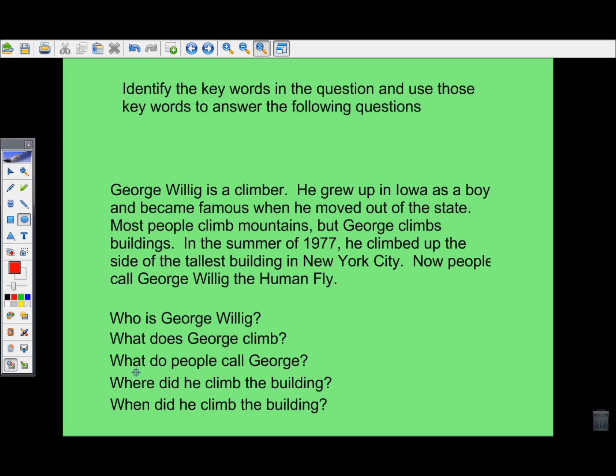Okay, welcome back. So you think you have all of the answers to these 5 questions. Let's check. First thing you had to do is find the keyword. Who is a keyword because it's letting us know we're looking to describe a person, and that person we're looking to describe is George Willig.